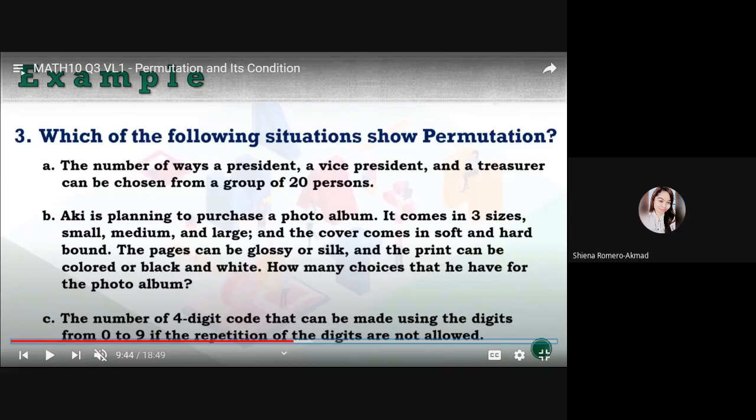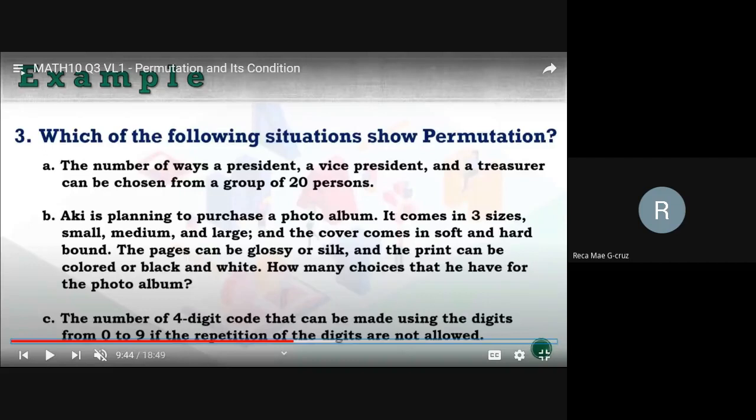Pakibasa po muna. Villegas. Villegas, please read letter A. Ano ba si Villegas? Galit.